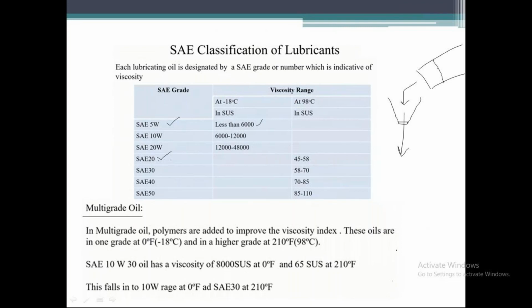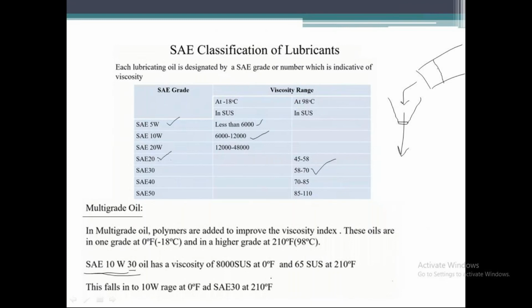For example, SAE 10W30 here. That means at lower temperature, it will have a viscosity measured in SUS between 6000 and 12000. And if you increase the temperature, the viscosity will be that of grade SAE 30. So it is a combination of 10W and SAE 30. If the application requires your oil to work at different temperatures, you have to use multi-grade oil.